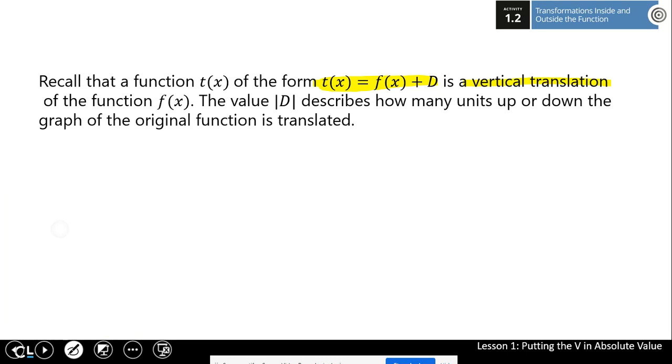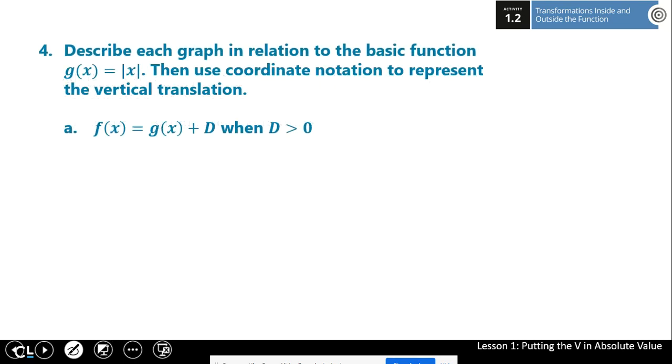So it's very important that the plus d on the outside of the function is a vertical translation. So we will be going up or down. When d is greater than 0, we go up because it is a positive number. And when d is less than 0, we go down because it is a negative number. It's kind of the best way to remember those two.